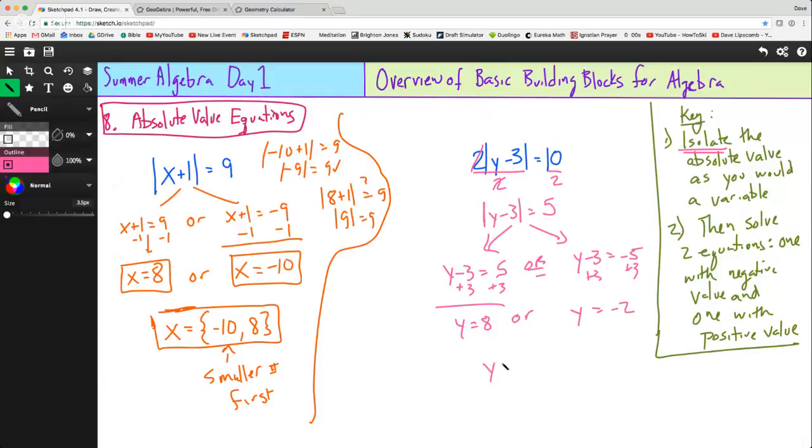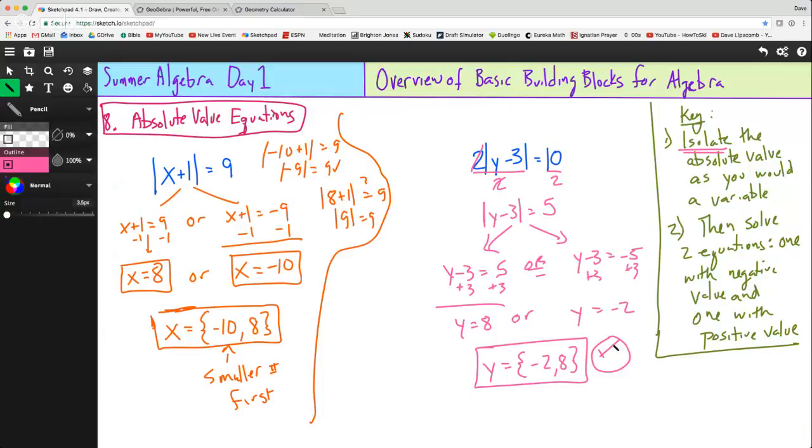So y equals, smallest first, -2, comma 8. It can equal either one. And we can check it up here, and we can say, well, negative 2 minus 3 is negative 5. Absolute value of negative 5 is 5. 5 times 2 is 10. 8 minus 3 is 5. The absolute value of 5 is 5, times 2 is 10. So we have our answer checked out.